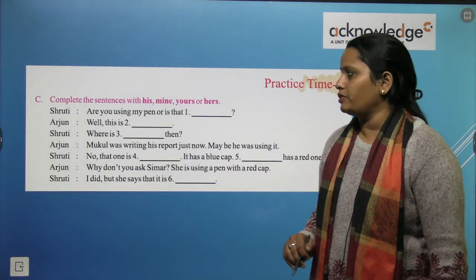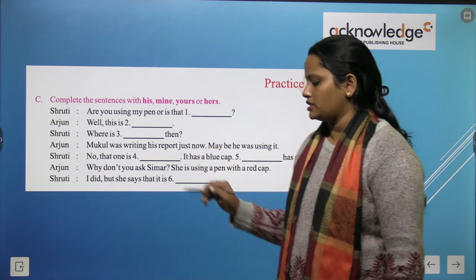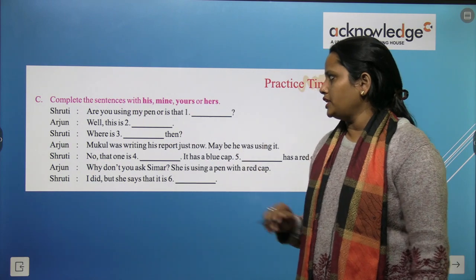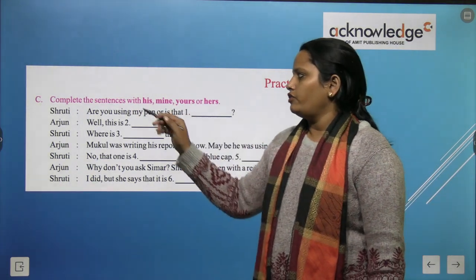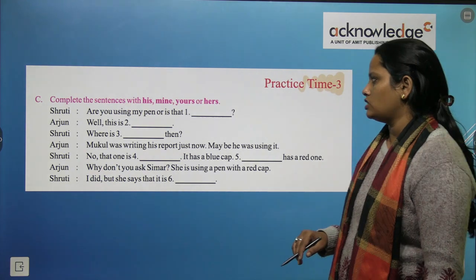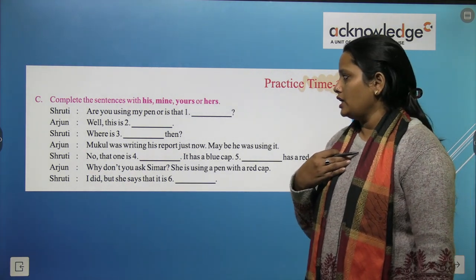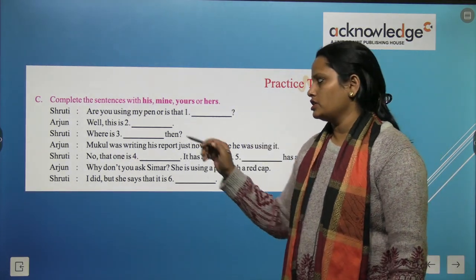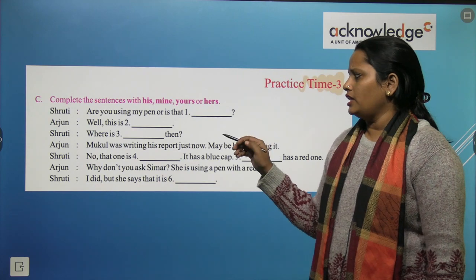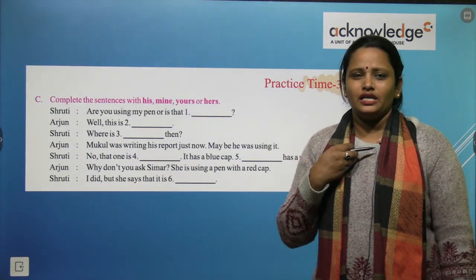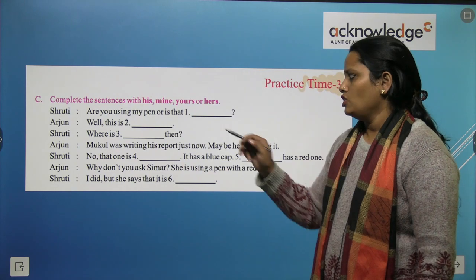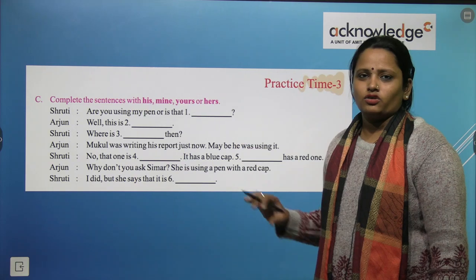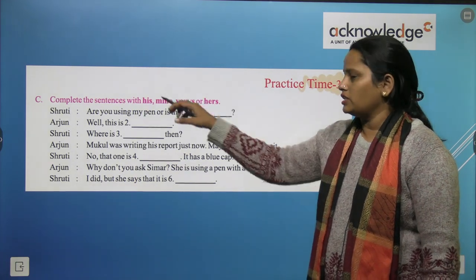So now children, we have to complete the given exercise. Complete the sentences with his, mine, yours and hers. So हमें sentence को complete करना है इन सारे words से. First is Shruti, are you using my pen or is that yours? So यहाँ पे first में आएगा yours. So अर्जुन ने क्या बोला? Well, this is mine. ये मेरी है, तुम्हारी नहीं है. So in the second one, mine will come. Like this, children, you have to do the rest of the questions that are written here using these words.